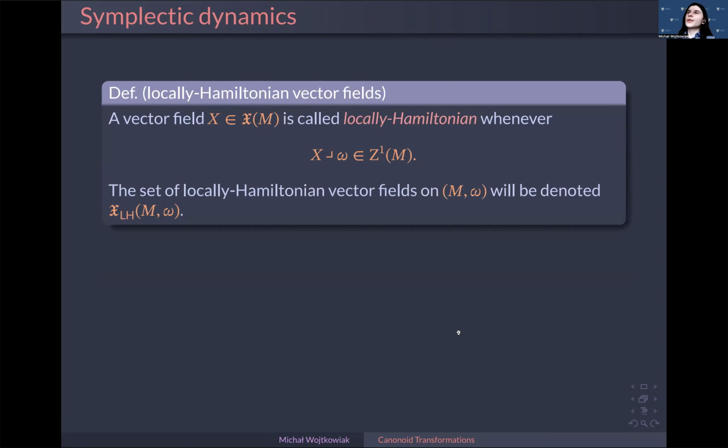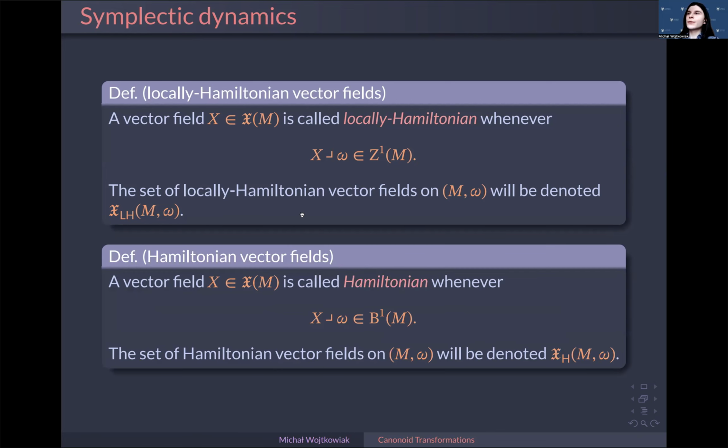And we distinguish two important classes of vector fields on this symplectic manifold. The first are locally Hamiltonian vector fields. These are the fields that, when contracted with the symplectic form, give closed one-forms, and we will denote the set of all locally Hamiltonian fields with the subscript LH. A stricter condition is that the contraction yields exact one-forms, and in such a case the vector field is Hamiltonian, and we denote the set with the subscript H simply.